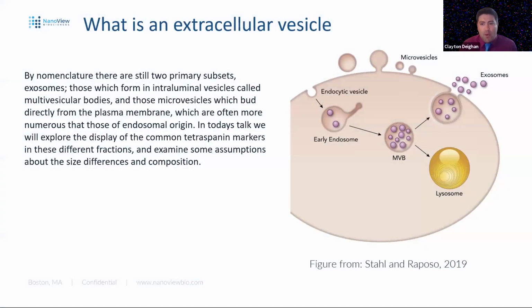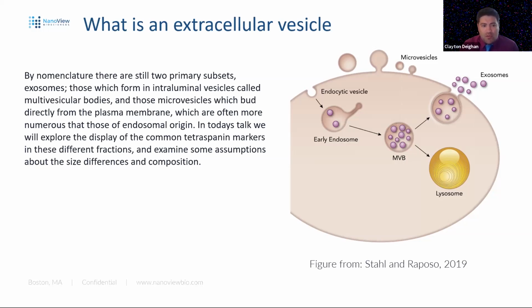So I think the underlying motivation for this talk, it really harkens back to that same question I think a lot of us are still asking: what is an extracellular vesicle at its core? And I think by nomenclature today, there's still 2 primary subsets that we think of. We think of exosomes, and those are which form in intraluminal vesicles called multivesicular bodies. And I'm not here to be a biologist or blow you away with any of this, but the multivesicular body combines with the cell surface and releases the nanoparticles into the extracellular space.